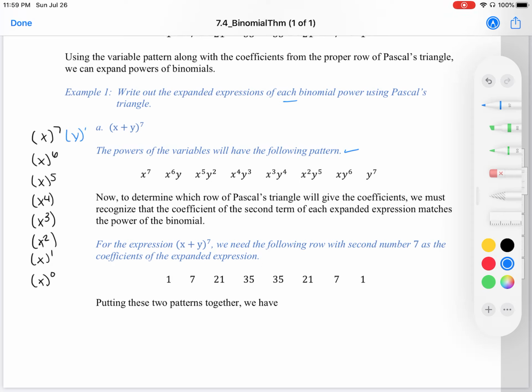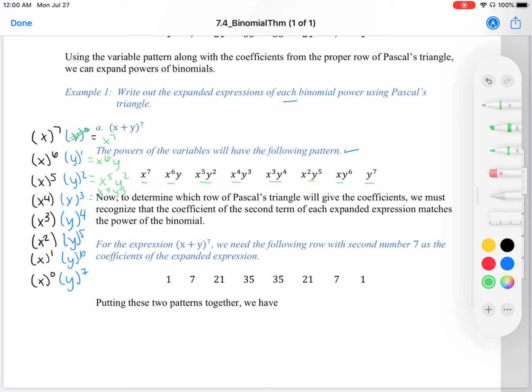So for the y, I start with 0, 1, 2, 3, 4, 5, 6, 7. And if we clean it up, we see that x to the 7th power is just x to the 7th, and y to the 0 power is 1, so that's gone. We get x to the 6th power, and then just y to the 1st power, x to the 5th power, and y squared, x to the 4th power, and y cubed, and so on. And we have all of them written here.